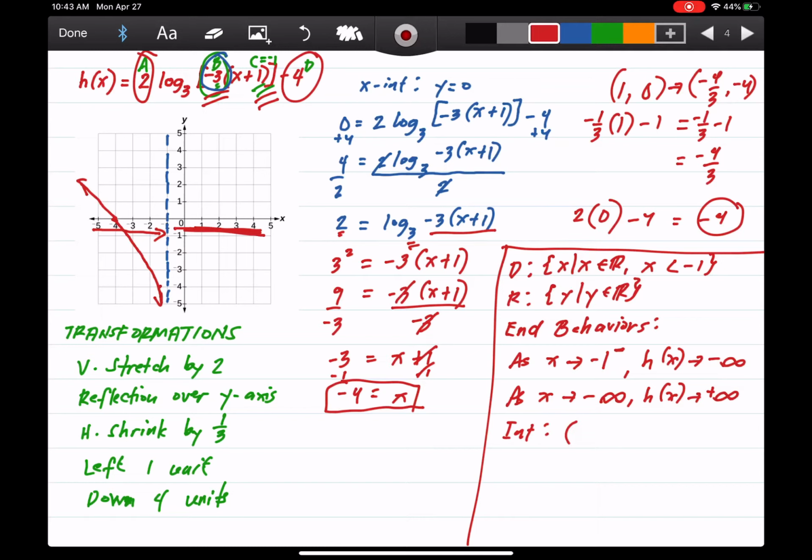And for the interval, okay, as you can see, from left to right, this is from negative infinity to negative 1. From negative infinity to negative 1, the graph is decreasing, right? So from left to right, it's decreasing. And there you have it. So that's how you're going to graph your logarithmic function. Okay, thank you.